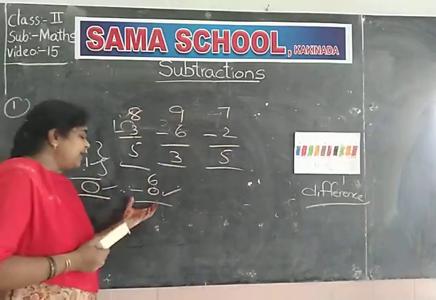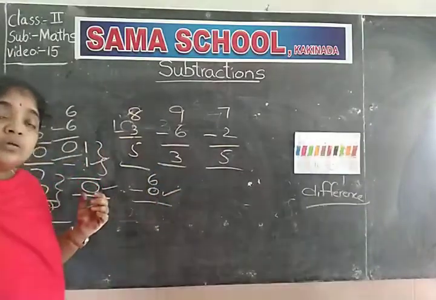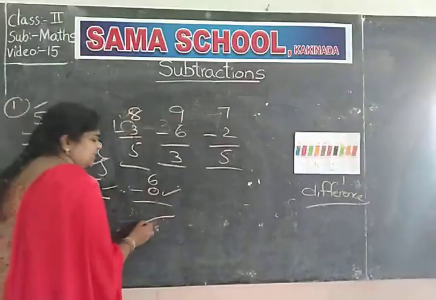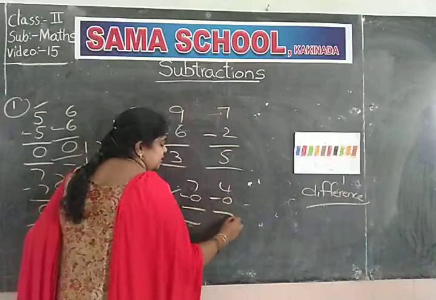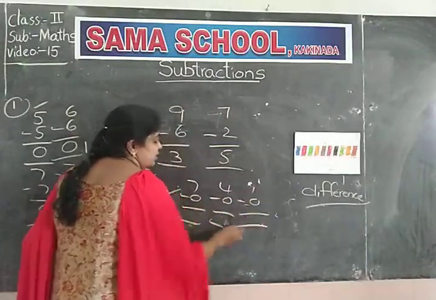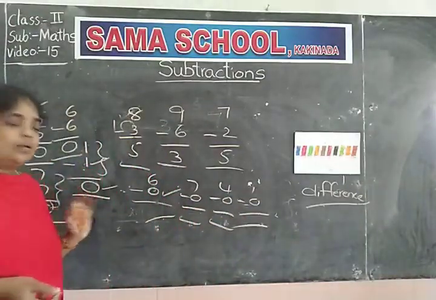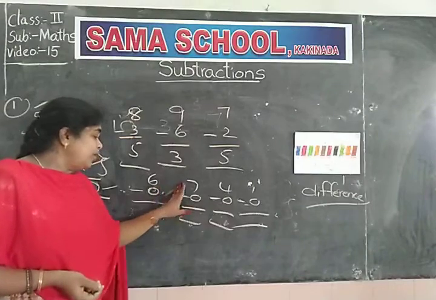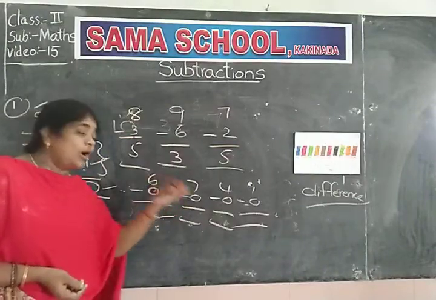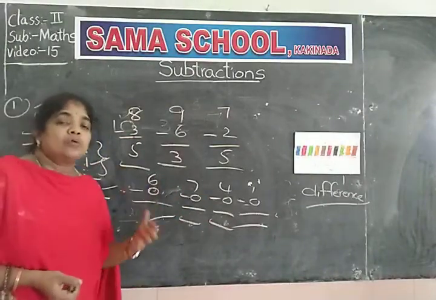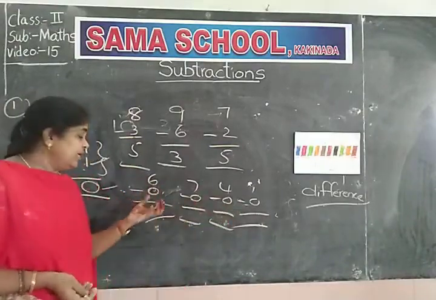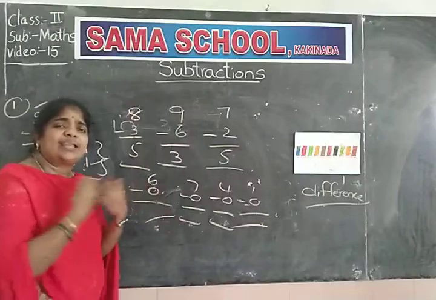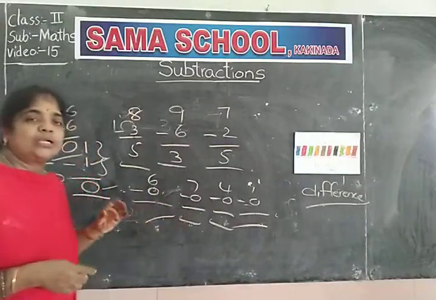Come on, what is the answer if you subtract 0 from any number? Not only 6. 7 minus 0, or 4 minus 0, or 1 minus 0. The second number, what we are writing, what we are taking away or what we are giving, that is the second number. Here 0 means we are not taking away from the total quantity.